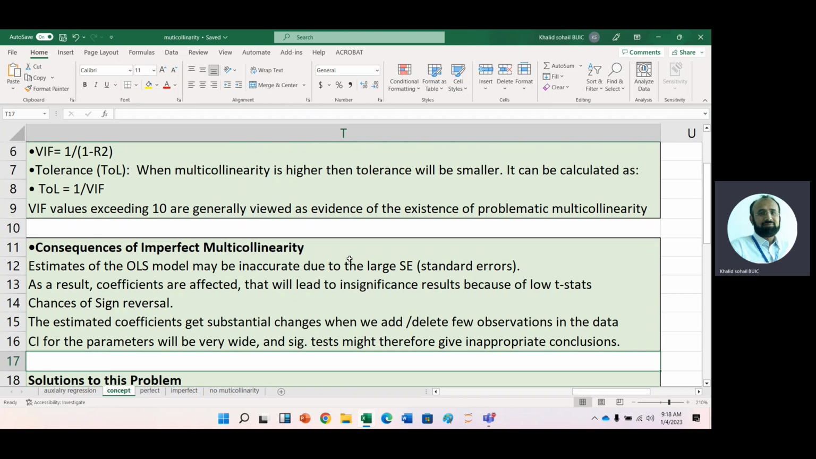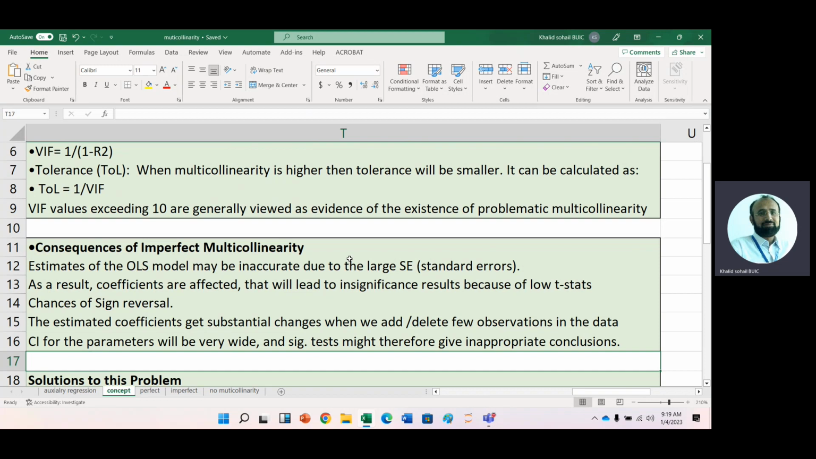Second, we can get sign reversal. For example, theory suggests that there is a positive relationship between one of the IVs and the DV, and maybe we will get a negative sign. If theory suggests a positive sign, or if theory suggests a negative sign and we get, let's say, a positive sign, then there would be a case of multicollinearity. Then the estimated coefficients change substantially when we add or delete a few observations in the data. For example, we have 100 observations, and if we add 2 or 3 or maybe 5 observations, or delete 2 or 3 or 5 observations, we will get some different results.